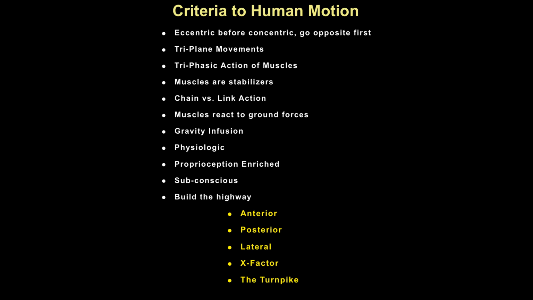Eccentric before concentric. Go opposite first. The eccentric quality of muscle function is critical for efficient and effective movement. The downward pull of gravity has a three-dimensional effect that must be decelerated and controlled in order to produce useful movement. Books teach us eccentric contractions are muscles lengthening while contracting. This description lacks the three-dimensional quality that is required to perform that work.